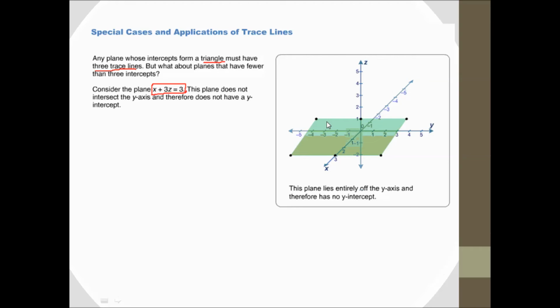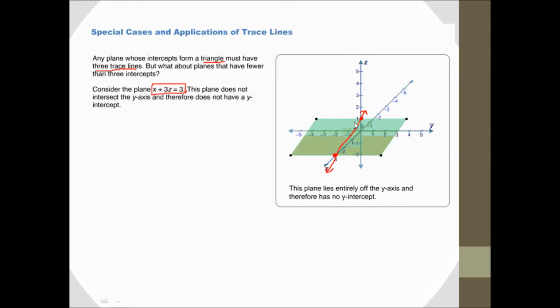Okay, when you're going up the overpass and cars are going underneath you, you actually never intersect with those cars. That's essentially what's happening. All right, so there is going to be an x-intercept at 3 though, and there also is a z-intercept at 1. So we can still draw one trace line. Notice right here, we still draw one trace line because there's still one that exists.